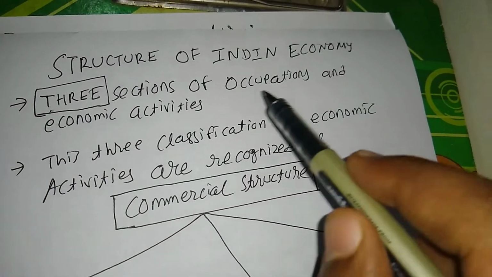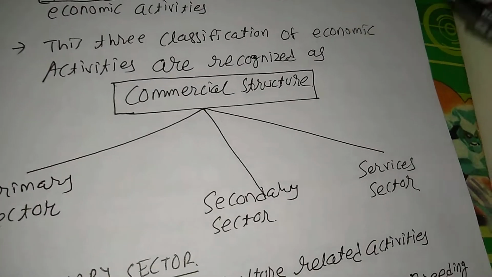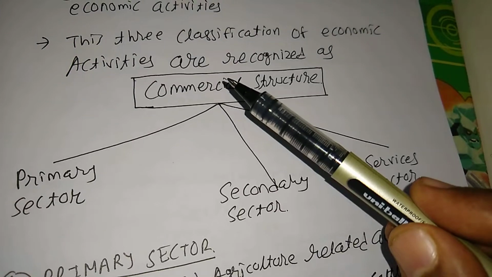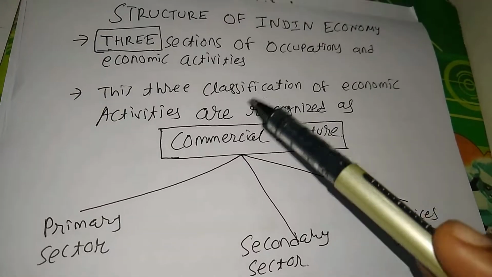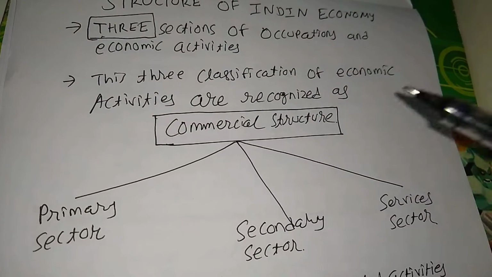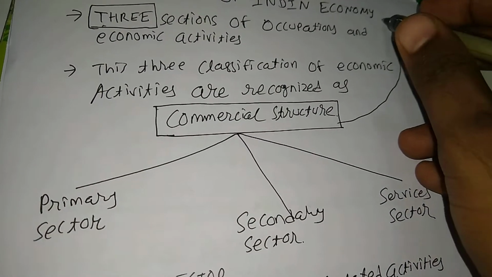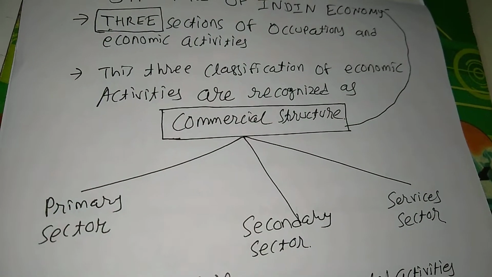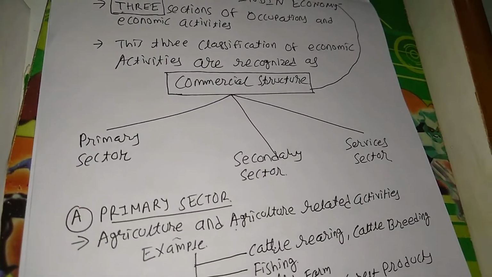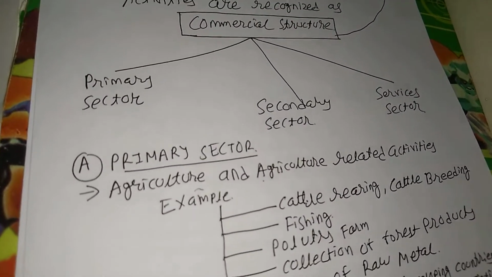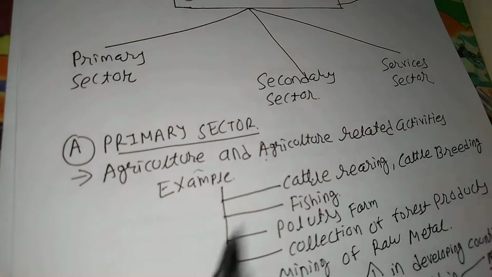There are three sections of occupations and economic activities. And these three classifications of economic activities are recognized as commercial structure. So we can say structure of Indian economy, the synonym of this is commercial structure. These both are the same. Now the structure of Indian economy or commercial structure divides into three categories, and they are primary sector, secondary sector and service sector.